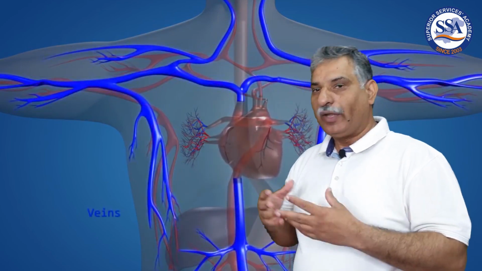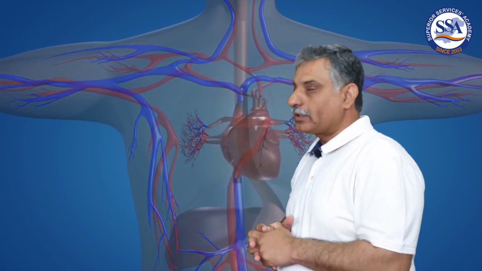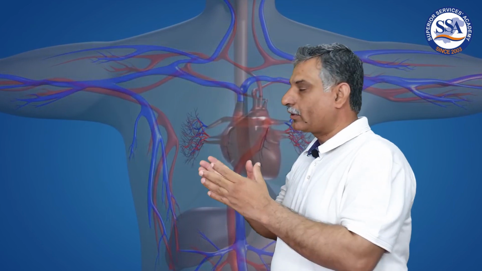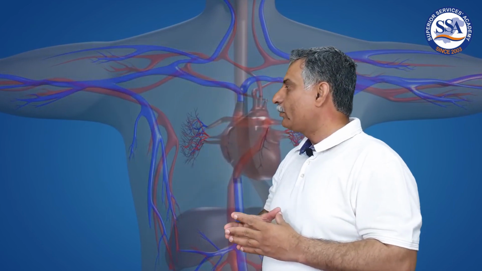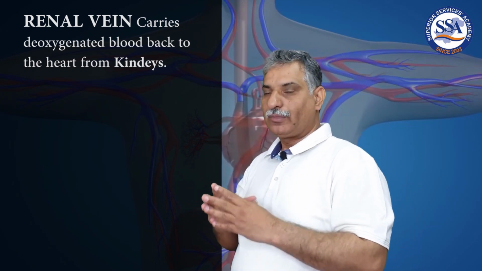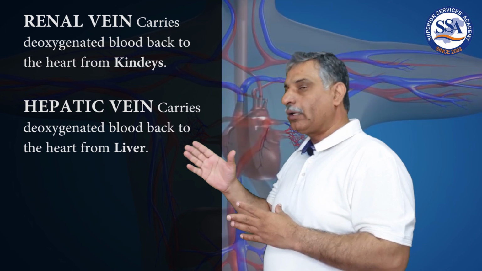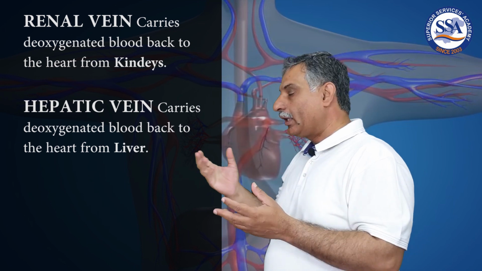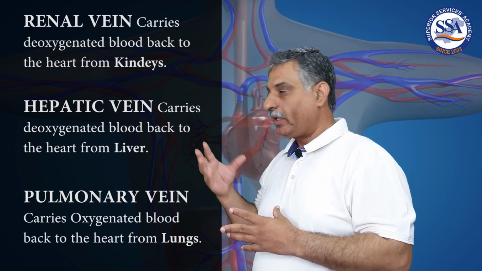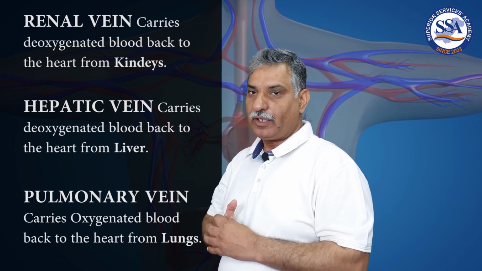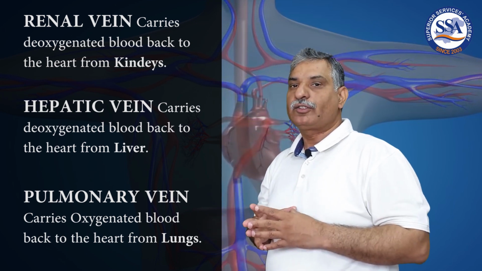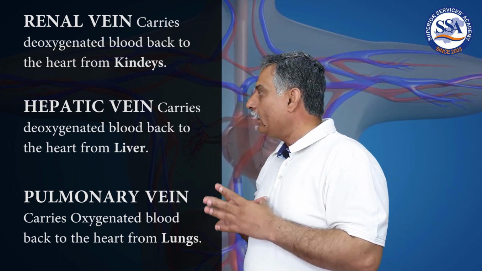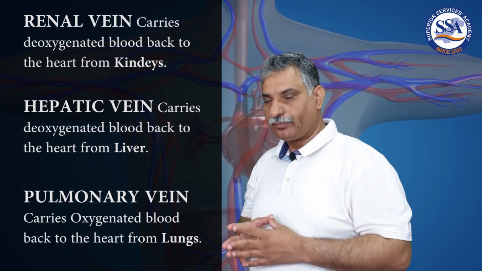When we come to veins, veins are the blood vessels that carry blood back to the heart, bringing blood from the specific organs. Like the renal vein is bringing blood back to the heart from the kidneys. The hepatic vein is bringing blood back from the liver. Similarly, we have a number of others, like the pulmonary vein, that is bringing blood back from the lungs after it has been oxygenated. Mostly veins are bringing back deoxygenated blood, blood that contains carbon dioxide in high concentration.